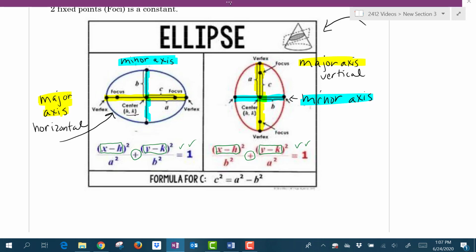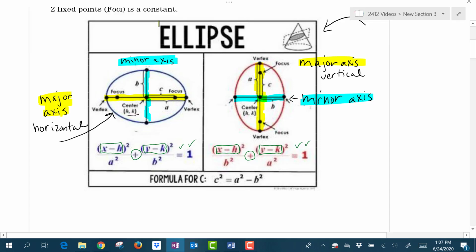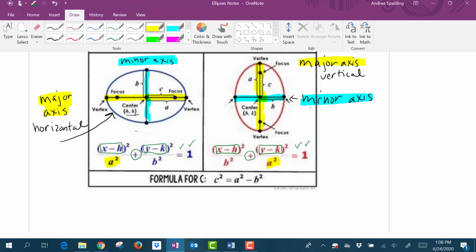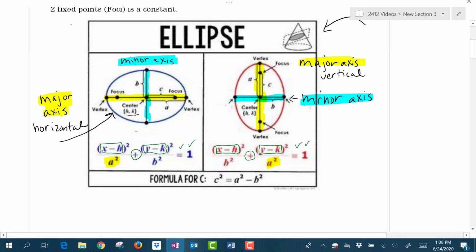Alright, something else that we see at the bottom of the fractions is a squared and b squared. Remember, a is the distance from the center to the vertex along the major axis. We said the major axis was the longest axis, so the distance a always turns out to be longer than b. So when we look at the denominators of these two fractions, the value a is always bigger than b, so a squared will be, for our purposes, always bigger than b squared.